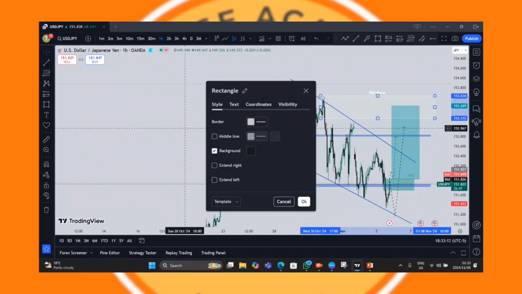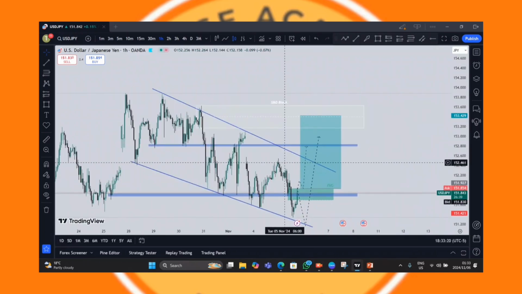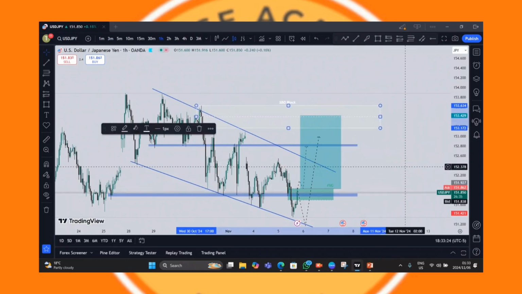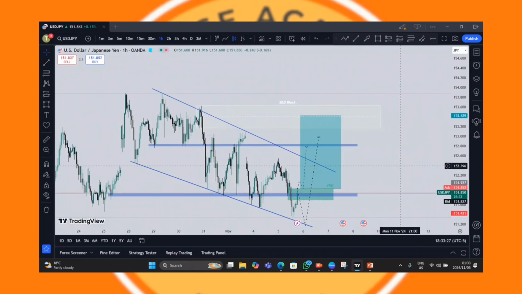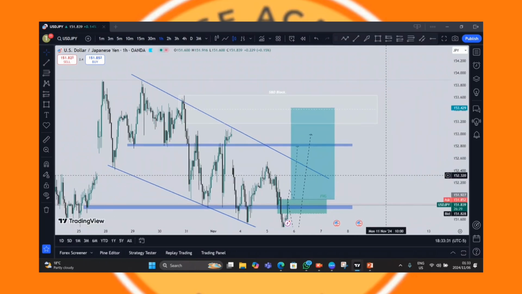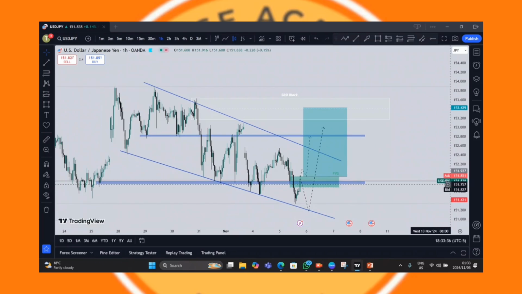Now, mind you, I've already checked my indexes and everything that's in the background. So I've really just confirmed my buys for this market. So that's it. So this is my current setup. This is my setup for USDJPY.